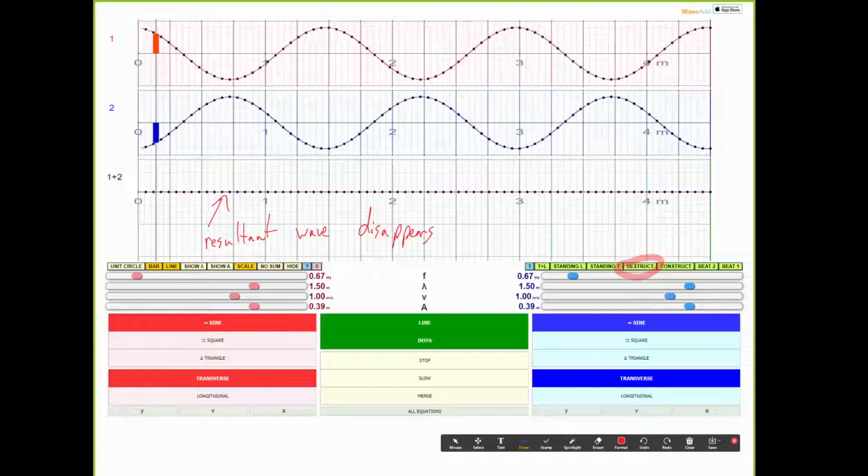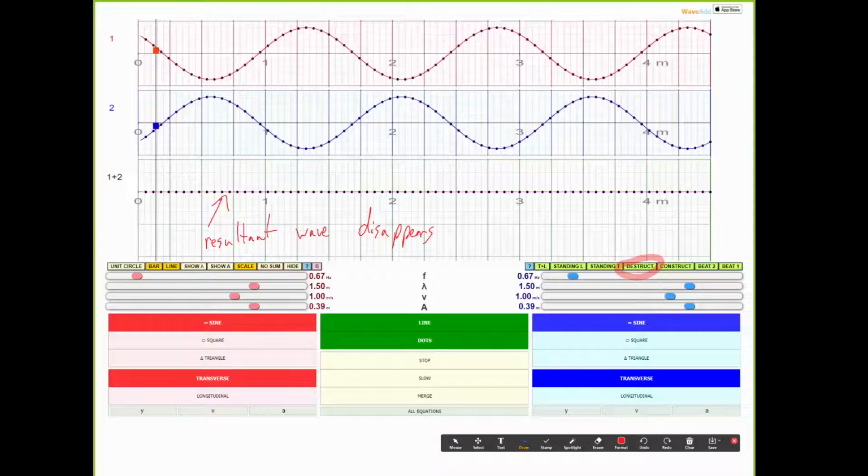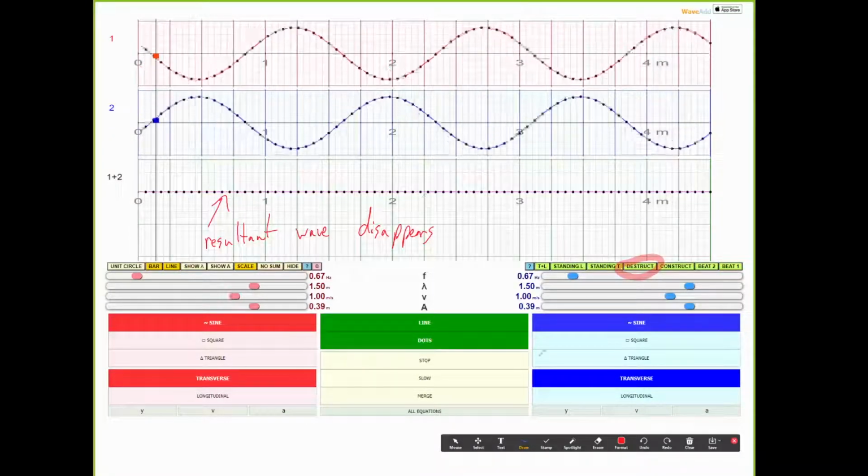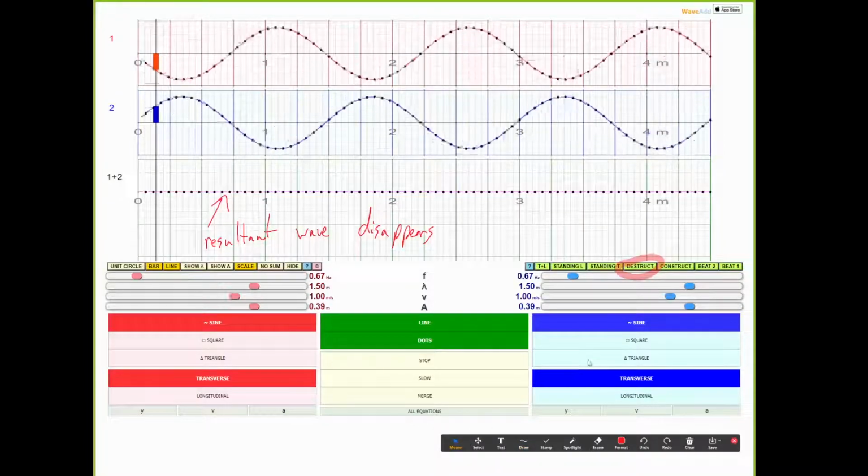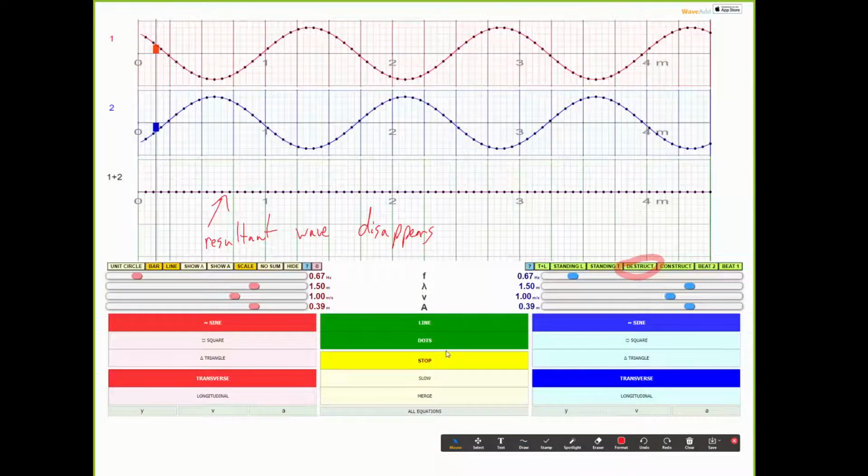What I would like for you to do, and you are welcome to, if you're in the room, is to say this to a neighbor. I would like you to make a prediction. Mathematically, how could we describe what's happening between wave 1 and wave 2 to get wave 3?